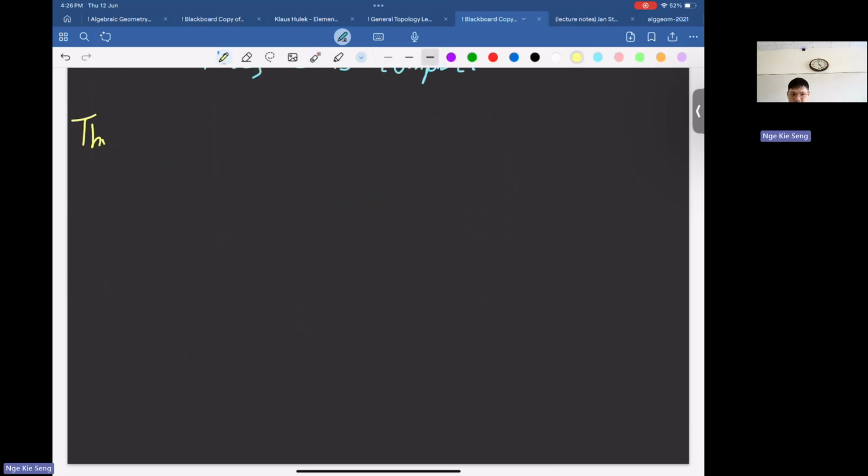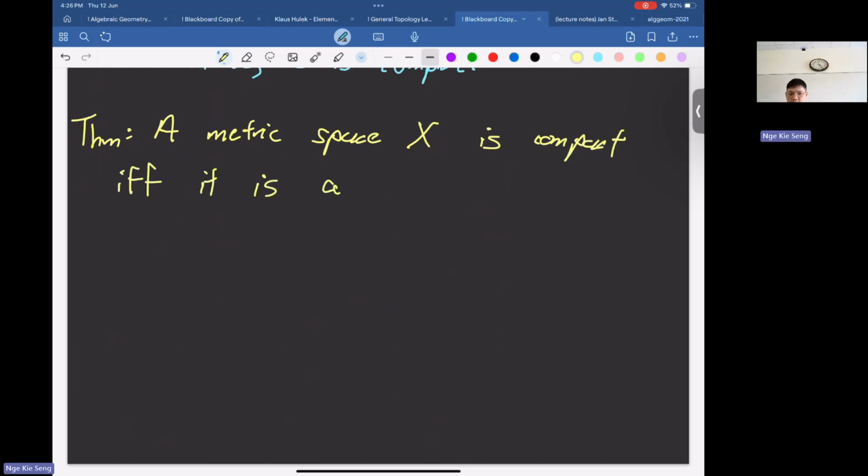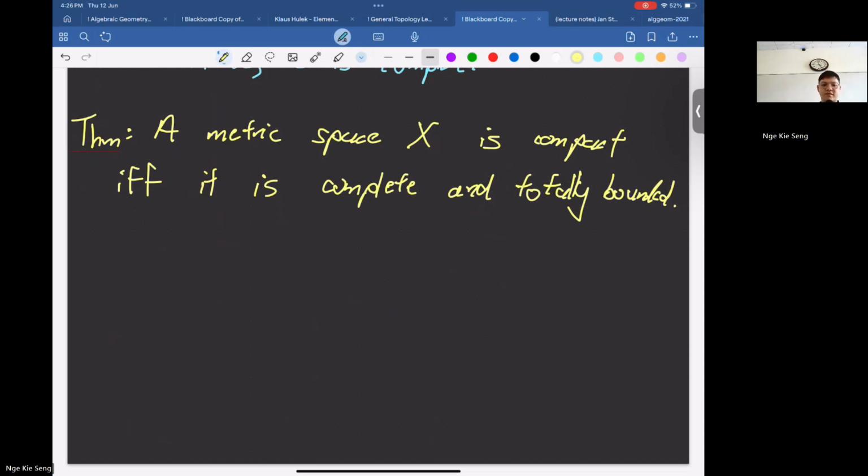The next one. A metric space X is compact if and only if it is complete and totally bounded. Is this being done in MA or not? So what's your equivalent characterization for compactness? Closed and bounded. Okay, we will do closed and bounded as a corollary. So let's establish this: compact if and only if complete and totally bounded.